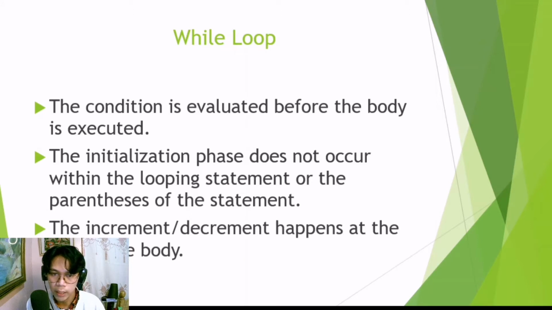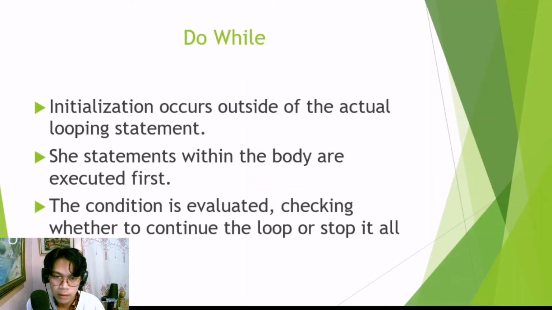We have the while loop. The condition is evaluated before the body is executed. Now, the initialization phase does not happen within the looping statement or the parentheses of the statement, and the increment and decrement happen at the end of the body. For the do while loop, the initialization happens outside of the actual looping statement. The statements within the body are executed first, and then the condition is evaluated, checking whether to continue the loop or stop it altogether.